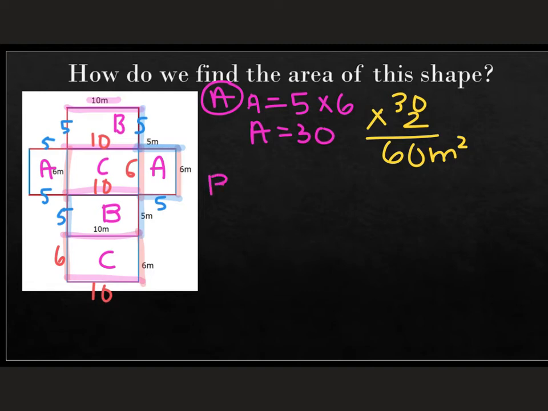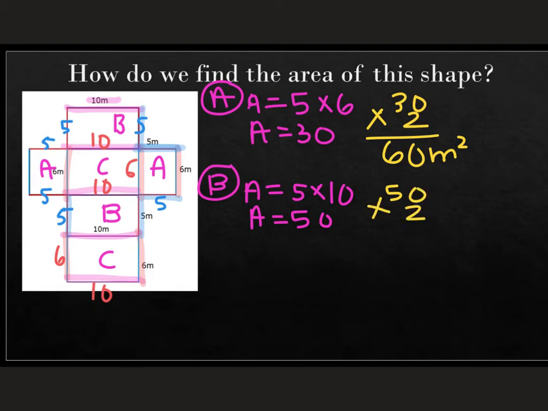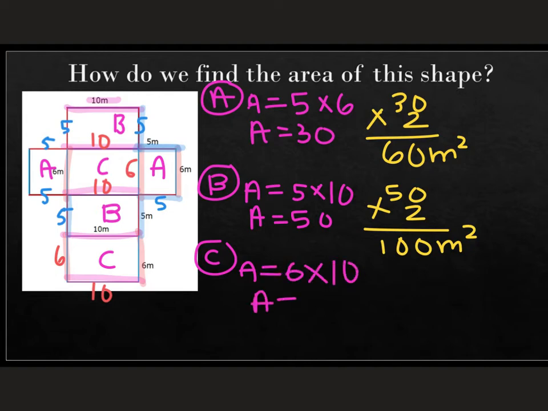Then we can talk about shape B's. Shape B, we made that our 5 by 10, so area equals 5 times 10, which is 50. But again, we have 2 shape B's, so we do 50 times 2 to get 100 meters squared. That's my area for both shape B's. Last but not least, shape C's. We made those our 6 by 10s. 6 times 10 is 60. We have 2 shape C's, so 60 times 2 to get 120.